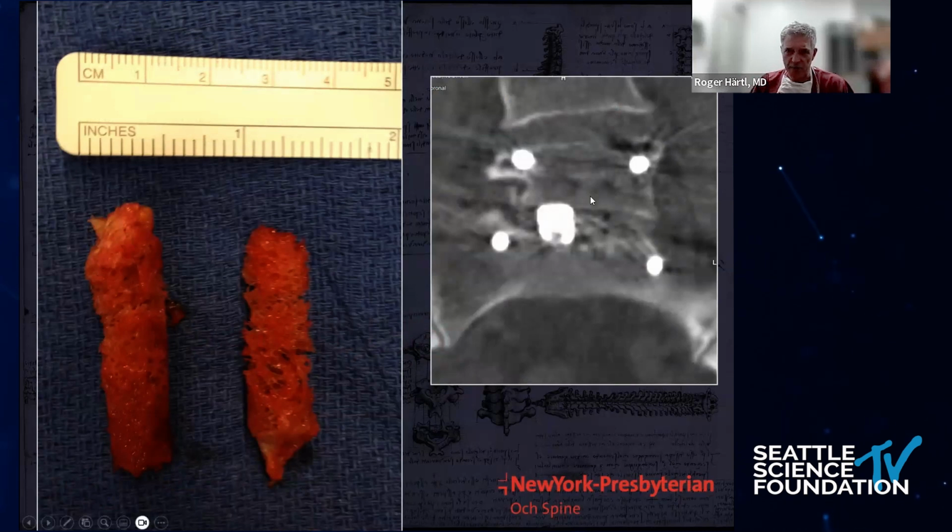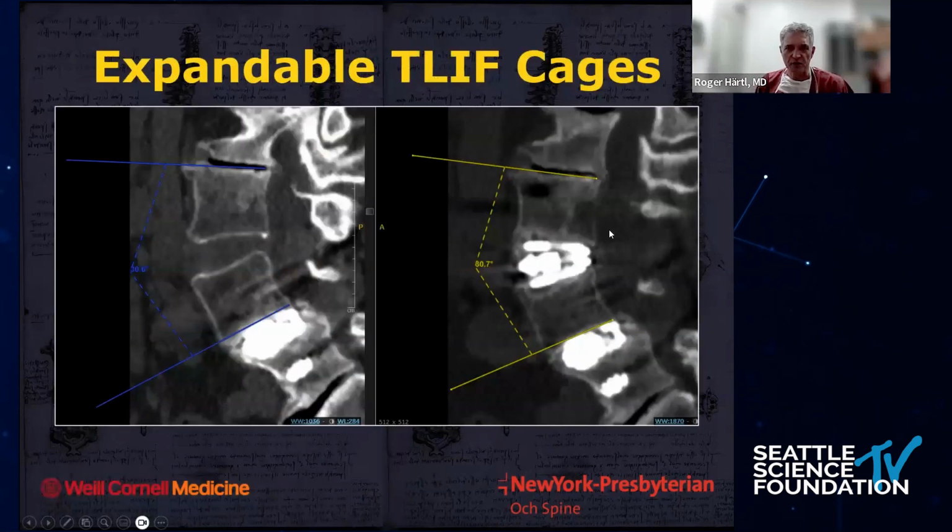And in this intraoperative CT scan that I get at the end of the case, you see the cage here and then all the bone graft that surrounds it. So I think it's really important to do that. Another innovation for MIS TLIF surgery is expandable TLIF cages. And I like expandable cages, but you've got to be very, very careful with subsidence.